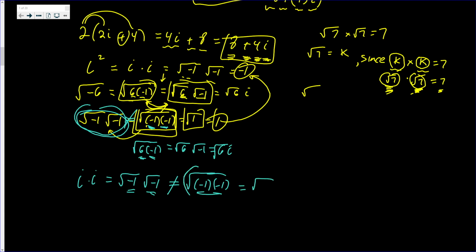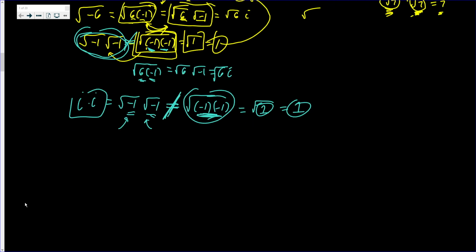This is the square root of 1, which is 1. This is not 1, because if both of these are negative, you can't multiply them together to get 1. You can only do that if at most one of the numbers is negative. Can't stress that enough.